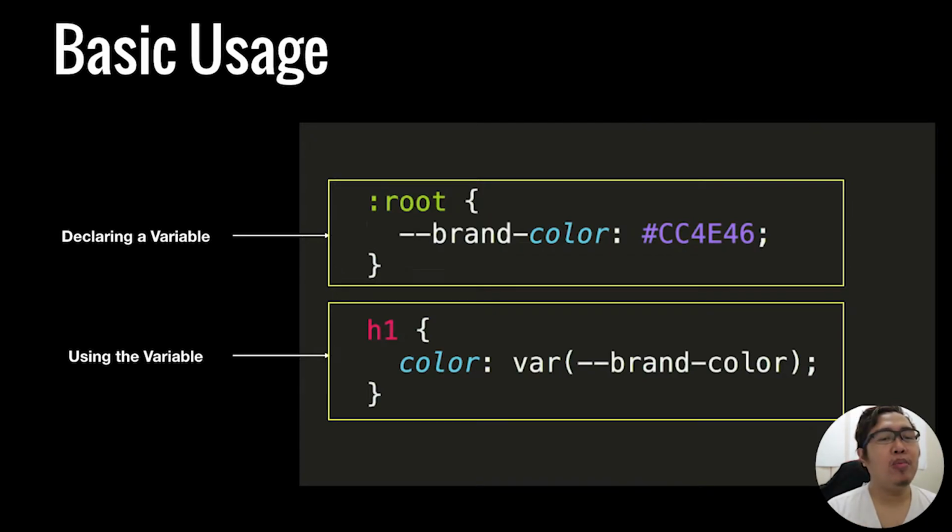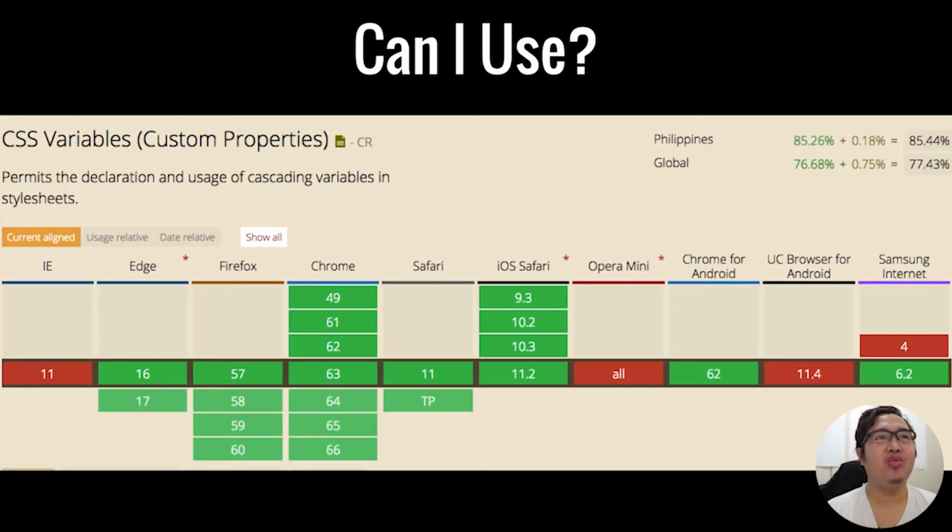So maybe you are asking, can I use it in production now? So here I'm showing you the Can I Use website. So CSS variables is 85 or 75% globally accepted. So most browsers except IE have adopted or have shipped these features on their current browsers. So with those out of the way, let's see how to use the CSS variable in practice. Let's go.